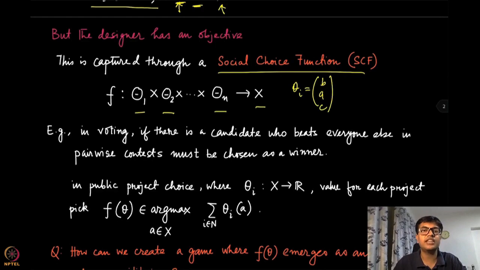We want a certain desirable thing to happen when we are selecting the winner. For instance, that desirable property could be that if there exists a candidate who beats everyone else in pairwise contests. Let's say we are looking at only B and C, and we are looking at how many people have voted B over C and how many have voted C over B. If the number of people who have voted B over C is larger than those who have voted C over B, then we will say that B is beating C in a pairwise election. If there exists a candidate which does this for every other candidate, then we should definitely output that as a winner. So that could be one desirable outcome.